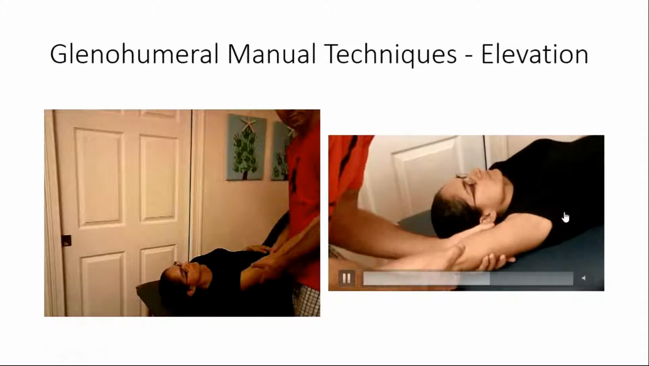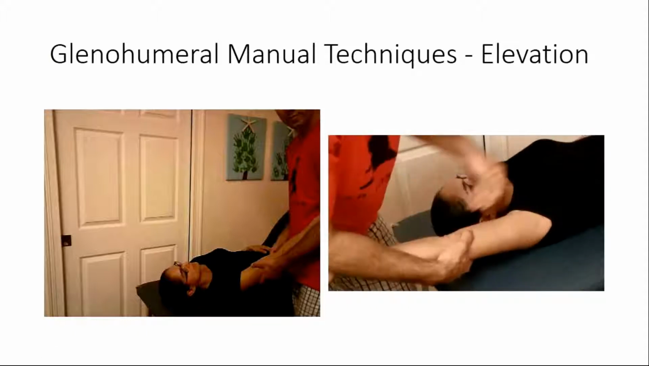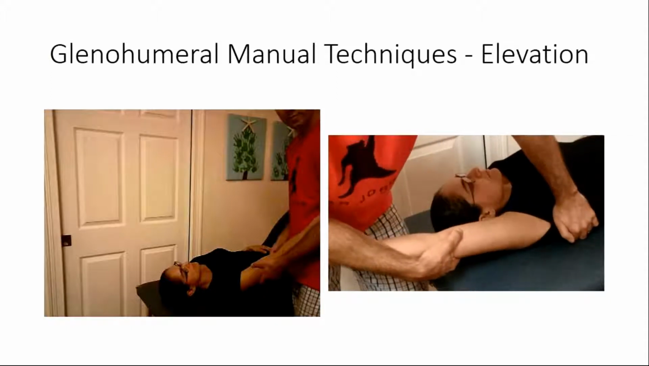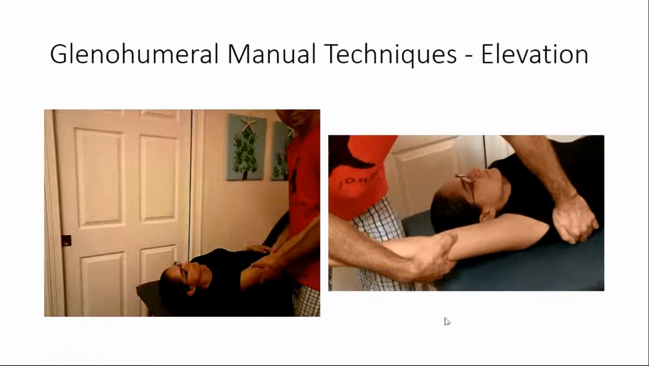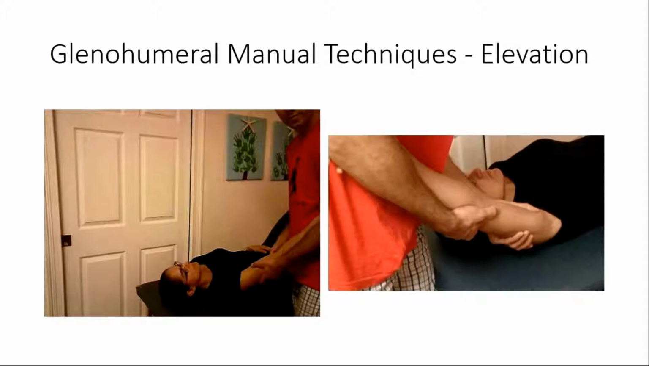Flip that hand around, then start stabilizing the scapula. There I'm checking to see how much range I've got, how much have I improved. Go back to the soft tissue stretch again. All right. So that's a nice little way to work elevation for a period of time and hopefully get a nice big increase in range.